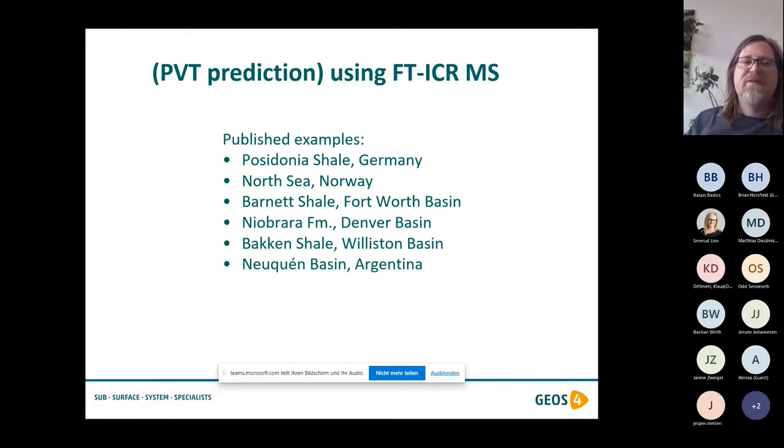So, PVT prediction. There are many published examples using FT-ICR MS over the last few years, but it was not done actually only for PVT prediction, but rather to assess fractionation effects on the petroleum composition from source to sink to production facility. I cannot go into too much detail on every study, but I would like to present a few core works and cool applications that came out of this research.